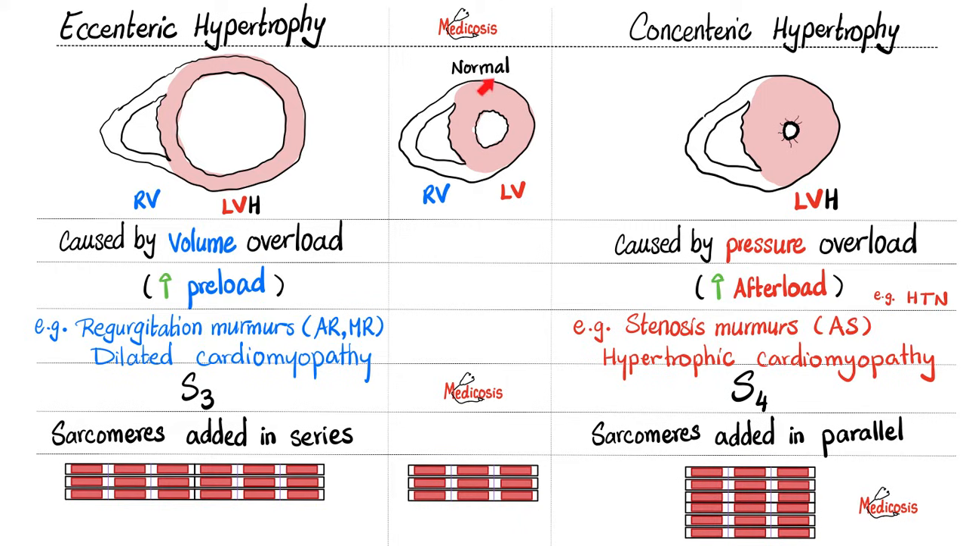Look at this. Here is my normal heart cross-section. This is the right ventricle. Here's the right ventricular wall. Here's the right ventricular cavity. And this is the interventricular septum. This one is the left ventricle. Here's the wall, and here's the cavity.